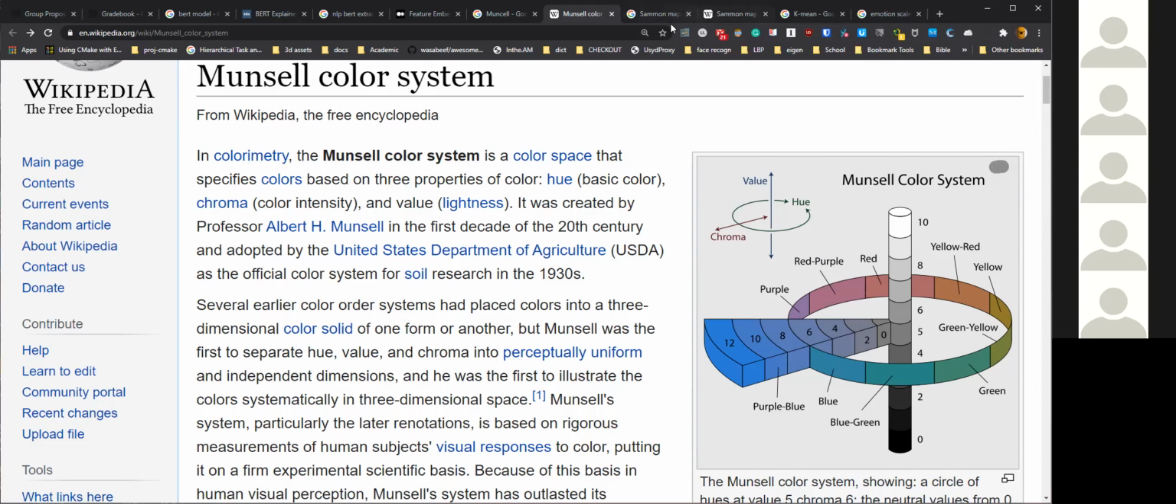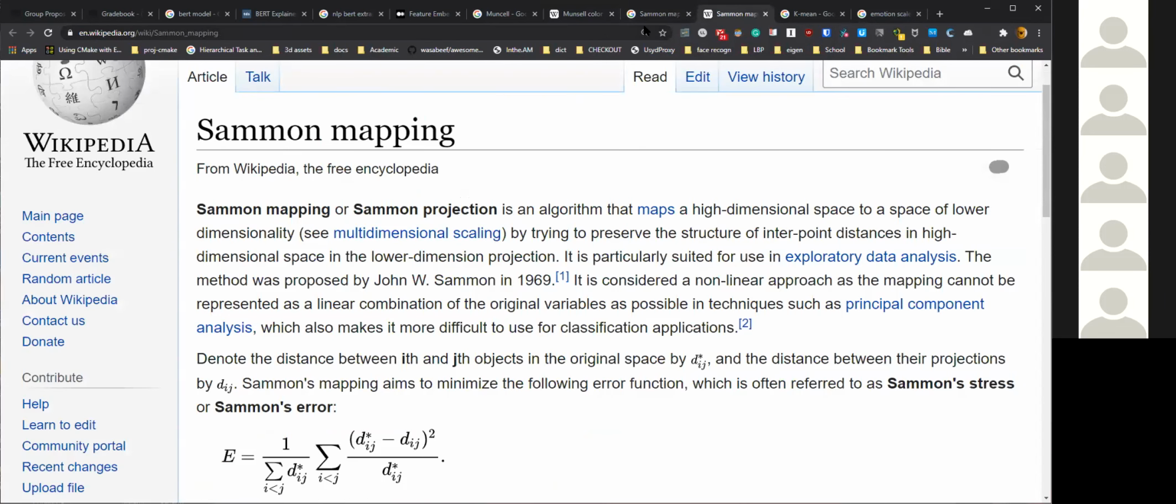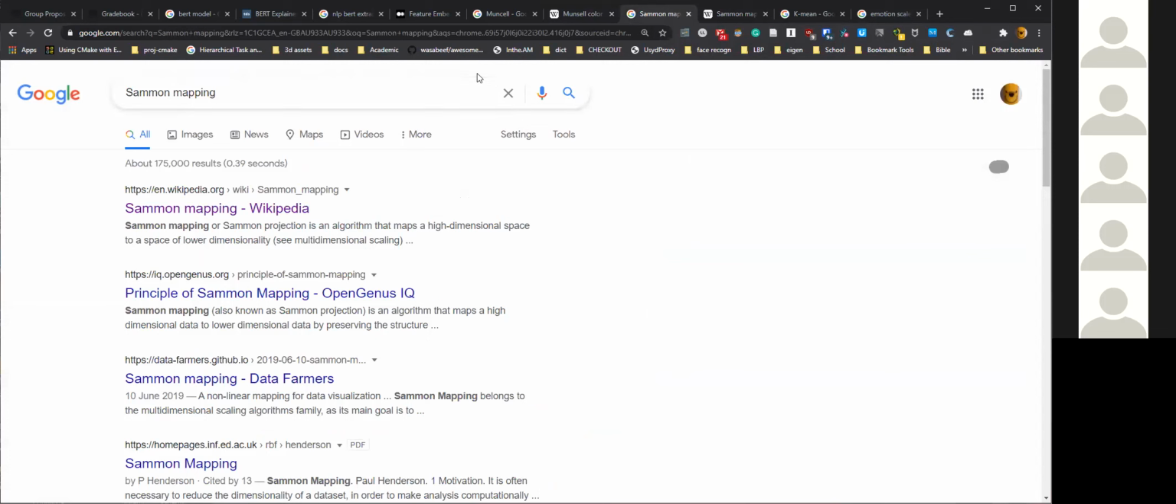And in terms of k-means or this Sermon mapping, this is a bit different than what you are working on, because they are separate. So you know how later on this will be like a survey system for different people.